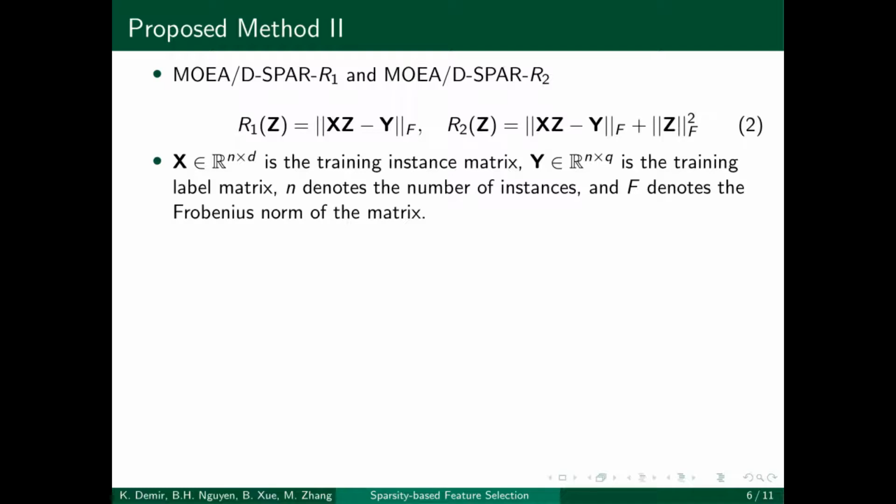Given the matrix-based representation, we can perform sparsity-based feature selection by introducing new sparsity-based objective functions. The first is the reconstruction error, where X is the training data matrix and Y is the training label matrix. The second objective function has the reconstruction error in addition to the sparsity penalization on the solution matrix.